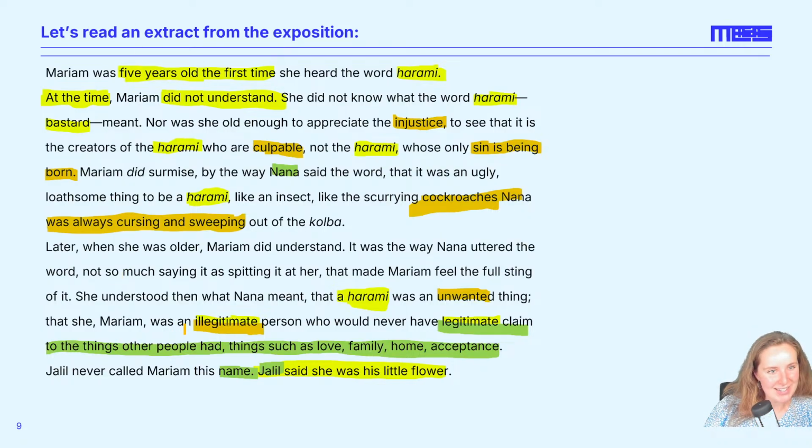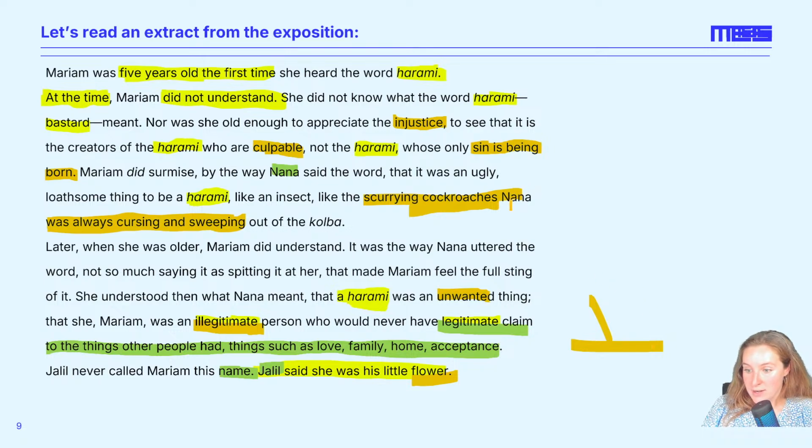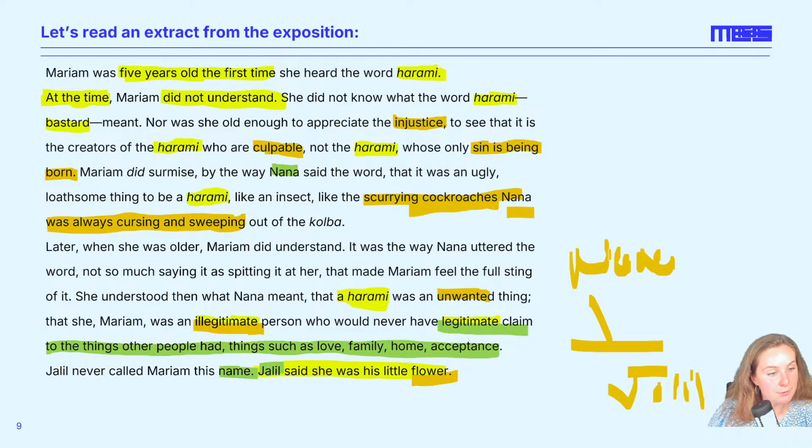And I'm so glad that quite a few people have pulled out this juxtaposition between the little flower and the scurrying cockroaches. What a strong piece of visual imagery to include in this text. And notice it juxtaposes Nana's and, apologies, Jalil's portrayal and view of Nana and treatment of Nana. This is going to be a crucial continued juxtaposition as these two characters are positioned in conflict.